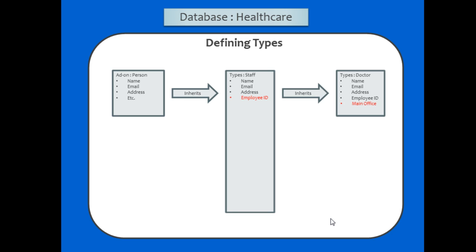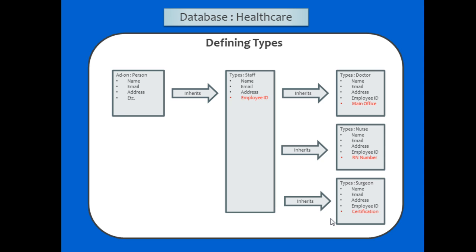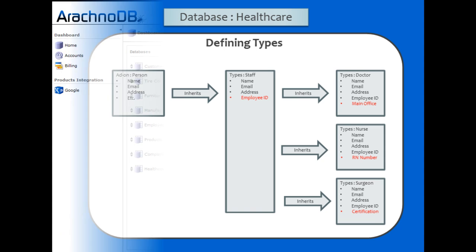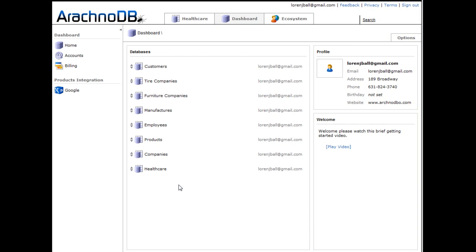Now, the doctor's type will inherit the fields from staff as well as the employee ID, and then we'll add a main office number for the doctor. We'll do the same for nurses, which inherit staff as well as the RN number, and finally we'll define surgeons, which again inherit staff as well as the certification for the surgeon. I'll now show you how to do this in ArachnoDB.